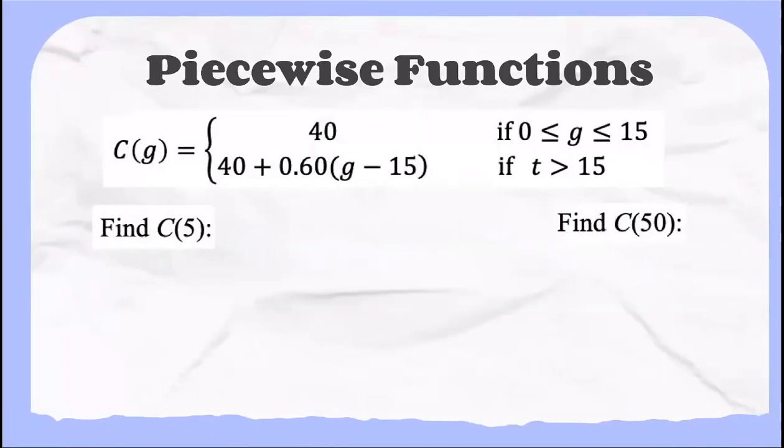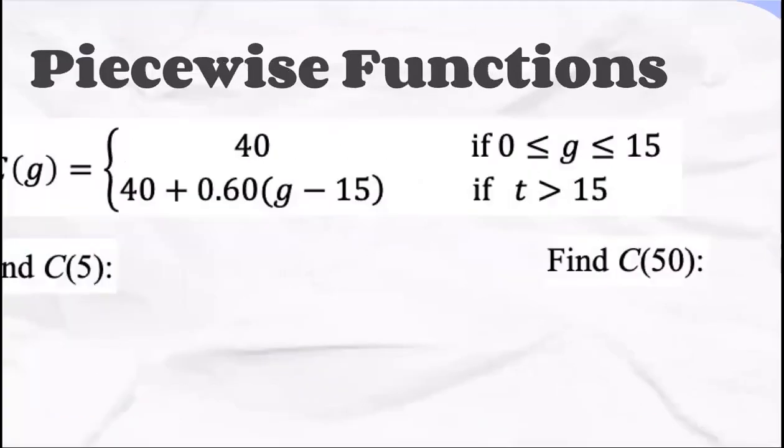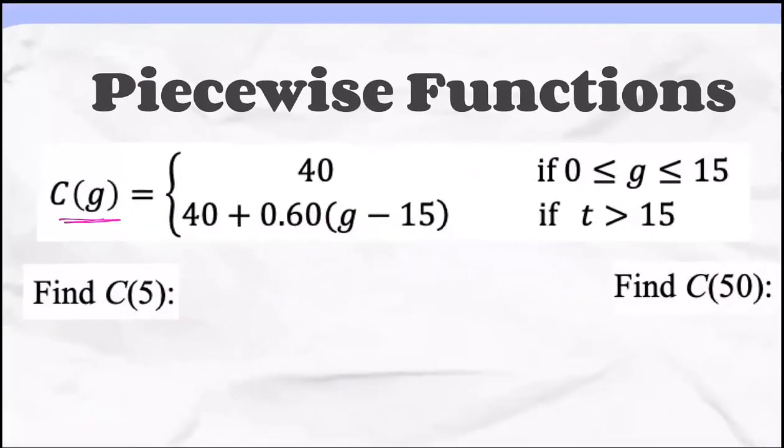All right, let's look at piecewise functions. Piecewise functions are just functions in which, depending on what the number in your domain, or your x's, are, you use different equations to solve. What do I mean? Let's look at this one, C of G. It has this value of 40, and all those values are going to be 40 if the number you plug in is anywhere between 0 and 15. And it includes 15 because it's got that "or equal to" there.